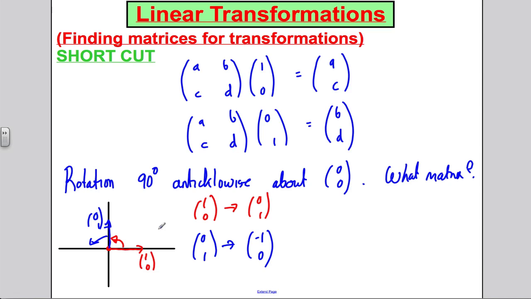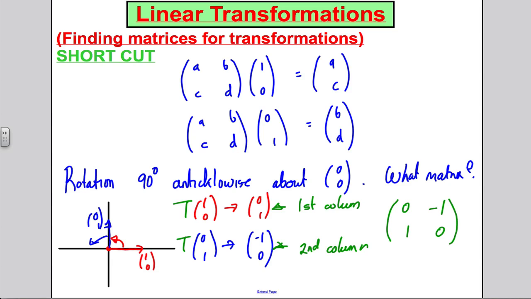So, when you apply your transformation to that point, you get this. When you apply your transformation to that point, you get that. And we know applying your transformation to this vector gives you the first column, and when you apply a transformation to this vector, you always get the second column. So I know the first and second column of the matrix, and the matrix, therefore, would be 0, 1, negative 1, 0. As simple as that.